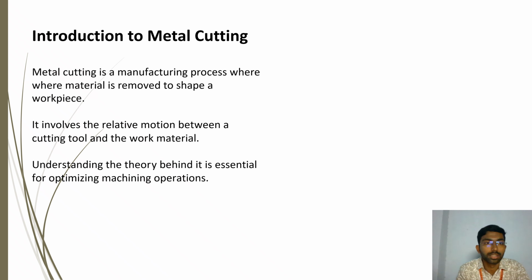Introduction to metal cutting. Metal cutting is a manufacturing process where material is removed to shape a workpiece. It involves the relative motion between a cutting tool and the work material. Understanding the theory behind it is essential for optimizing machining operations.